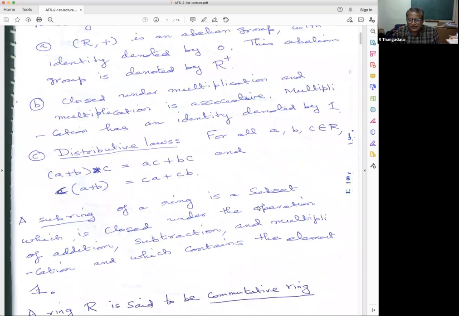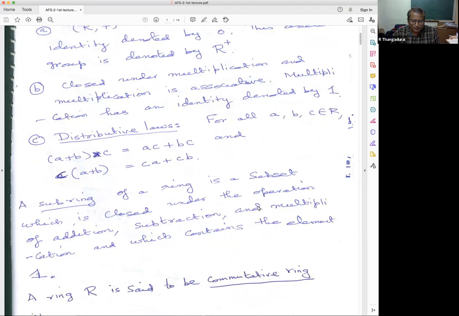A subring of a ring is a subset which is closed under addition, subtraction, and multiplication with respect to the 2 operations, and which contains the element 1. We always insist that the element 1, the unit element, the identity element, exists in that subring.